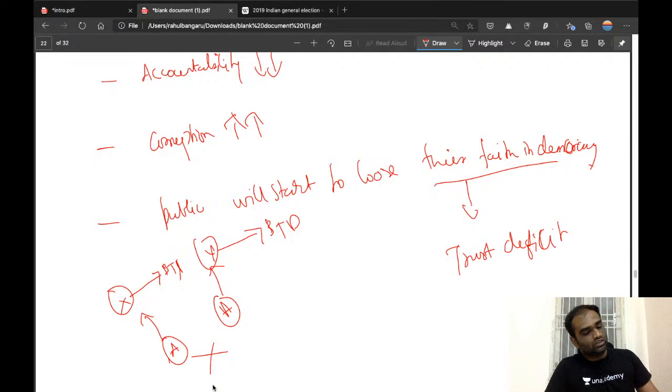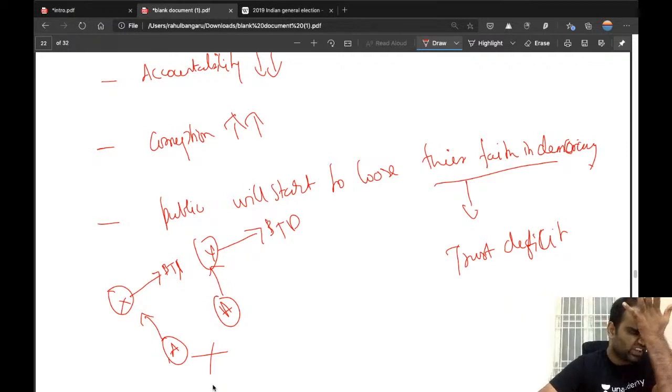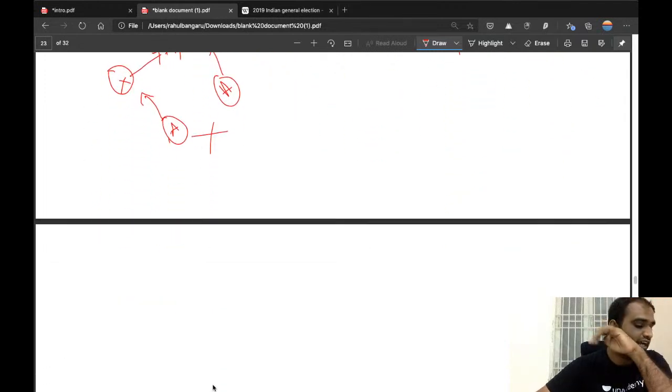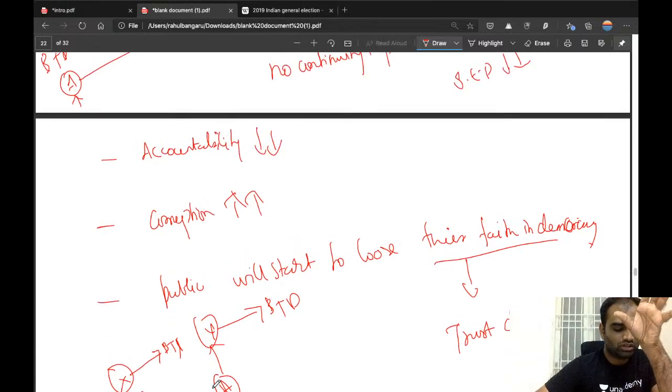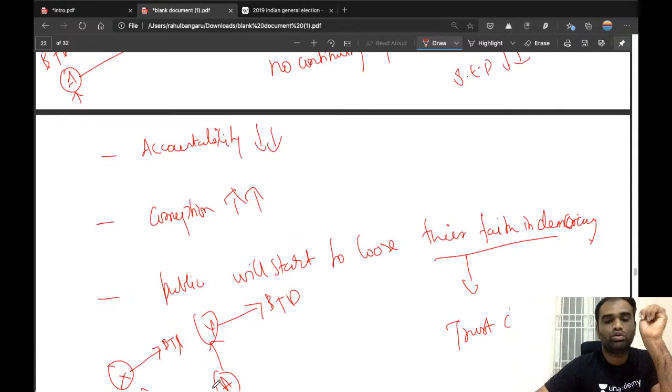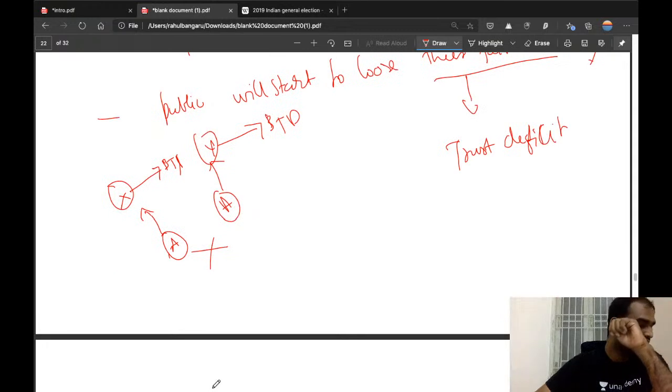Okay. So in today's class, that's it, everyone. In the next class, we will discuss in depth about the various anti-defection laws. In today's class, I have given some overview about the anti-defection law.